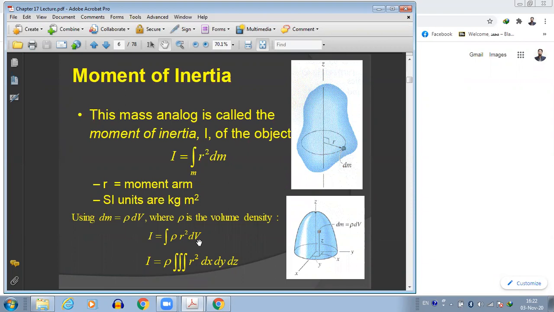The differential volume we can write in terms of the distances. So dv could be written as dx dy dz. Then we have triple integration. This will be the triple integration format for the formulation of moment of inertia. The units for the moment of inertia would be kg meter square.